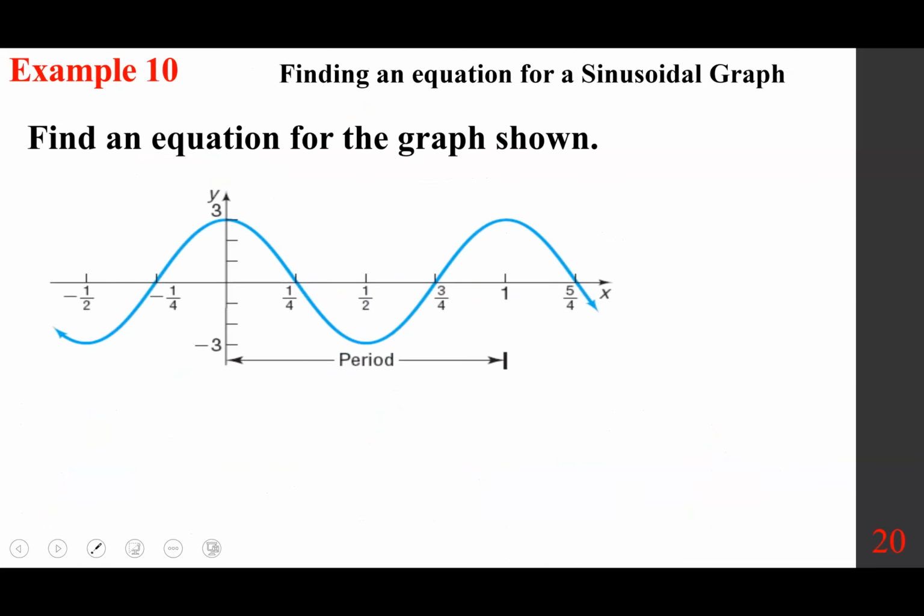All right, can we find an equation for a graph? And here's the process. First of all, you should recognize if you're dealing with a sinusoidal function. Secondly, does it look like a sine function? Does it look like a cosine function? And by the way, you can make up both equations.